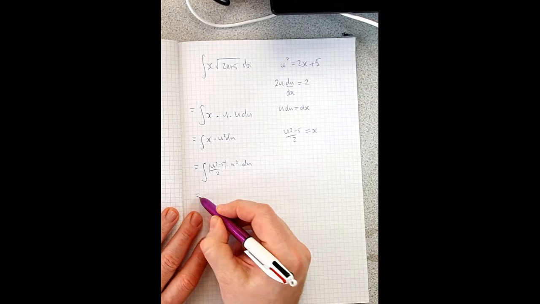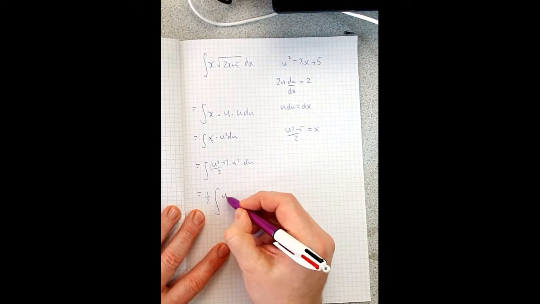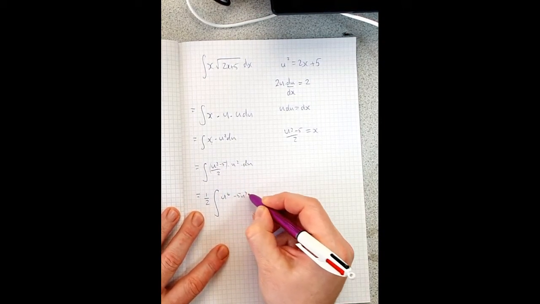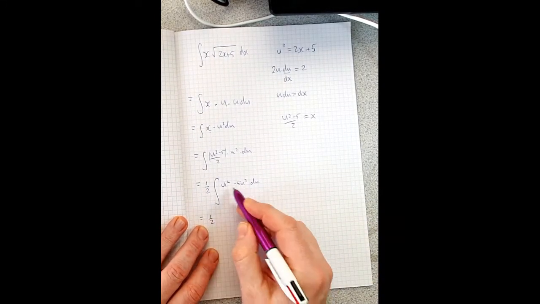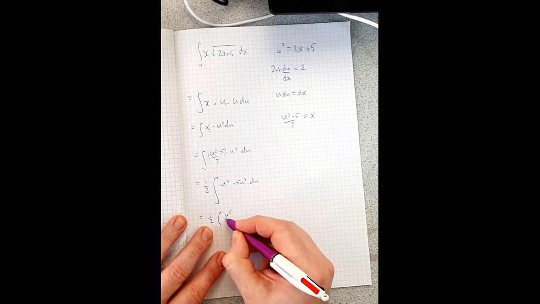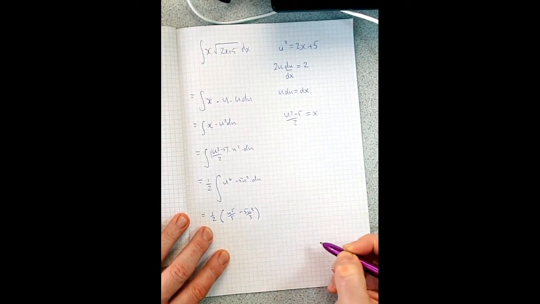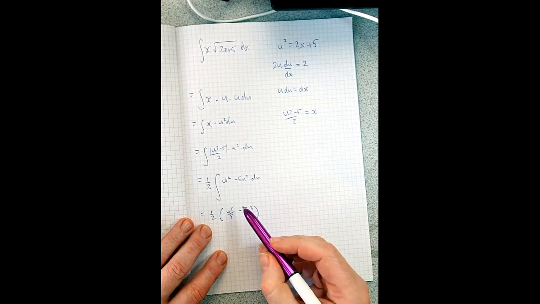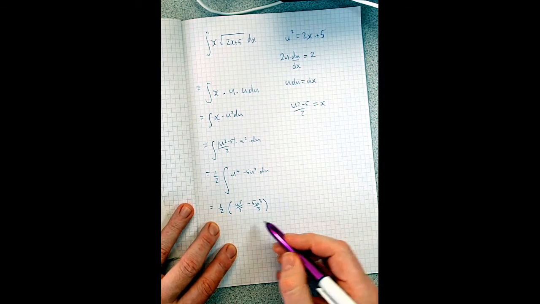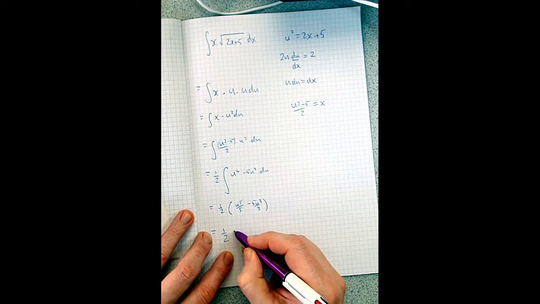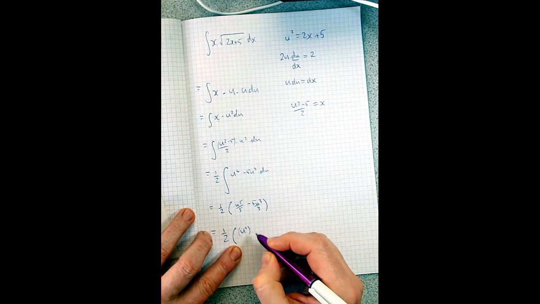I'm going to take my half out because I like to. Multiply out my bracket: u to the 4 minus 5u squared du. And of course this is a straightforward integration. u to the 5 over 5 minus 5u cubed over 3. Now u to the 5, but I've only got x squared. Let's have a think about that. u to the 5 is u squared to the 5 over 2, isn't it?